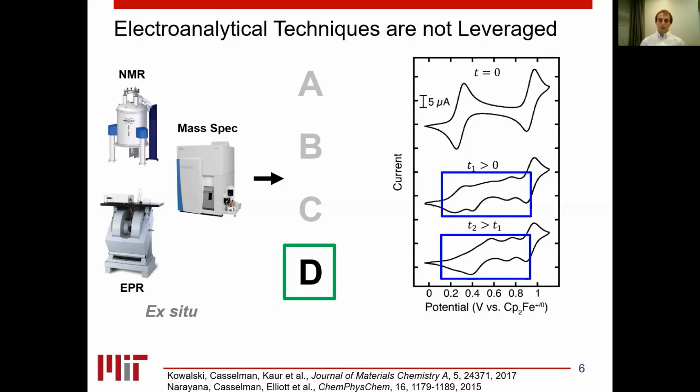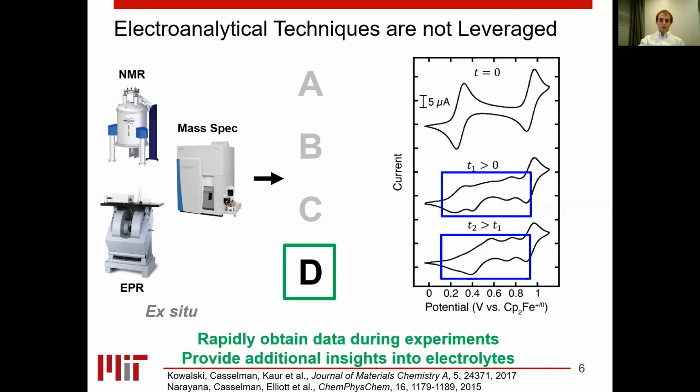So if this information could be quantitatively assessed in a fashion similar to that of these ex situ spectroscopic techniques, this overall workflow could be accelerated or further streamlined since data can be obtained more rapidly, and these electrochemical experiments may offer orthogonal information. Now, this is the goal that I'm pursuing, to incorporate electrochemical data into this analytical workflow.